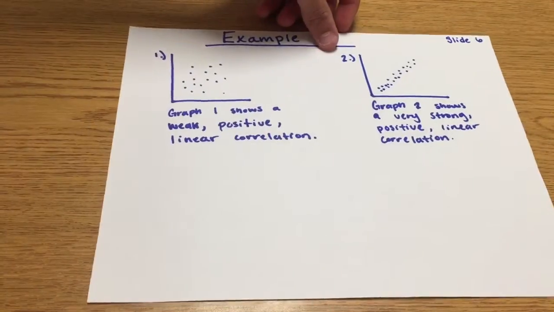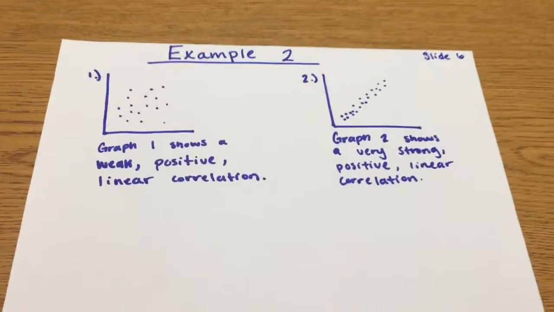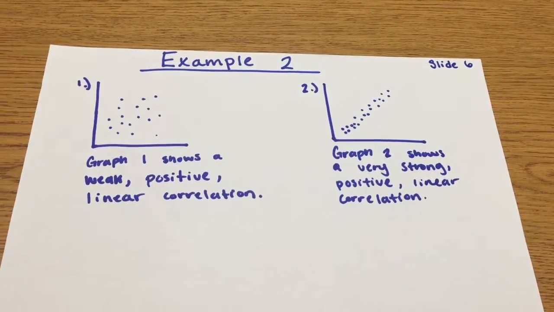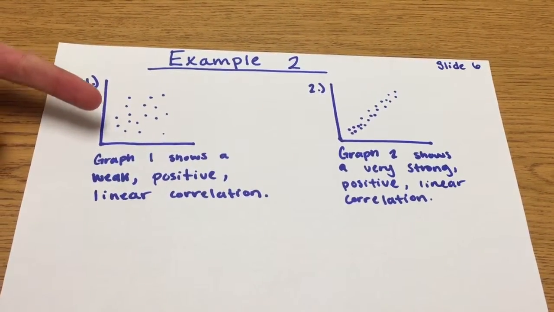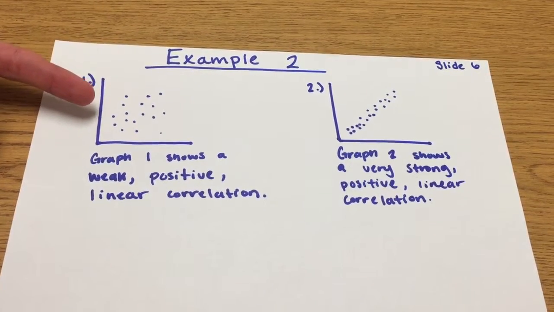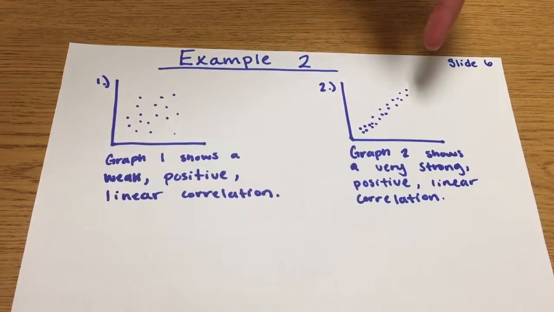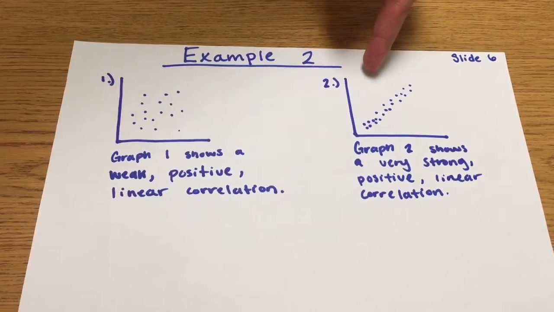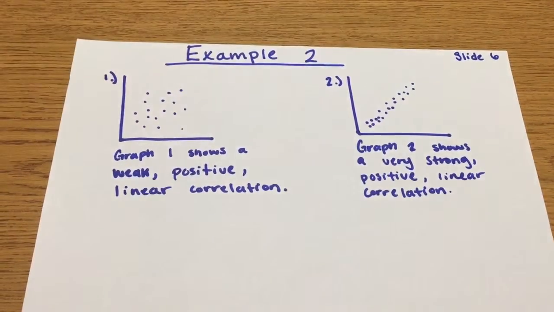The second page shows more types to help you distinguish graphs. Graph 1 shows a weak positive linear correlation with an R value around 0.1. Graph 2 shows a very strong positive linear correlation. Remember to always say the graph is linear.